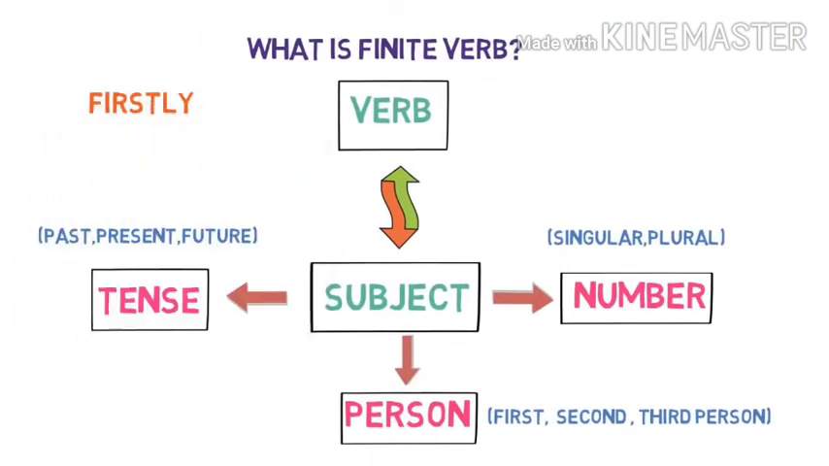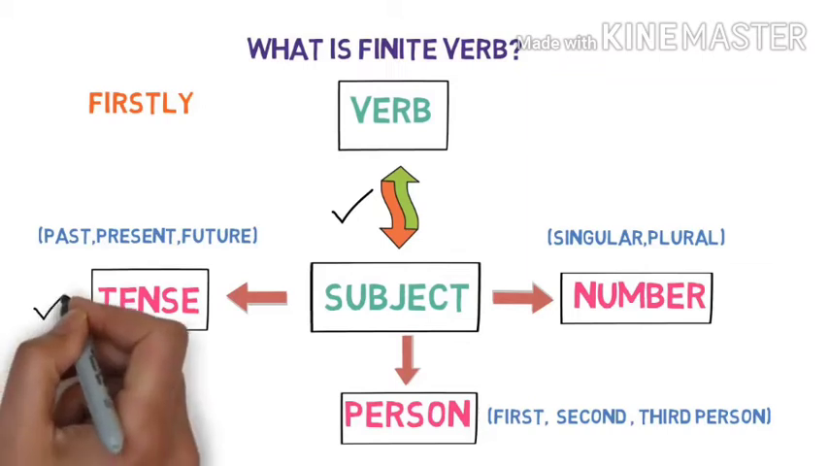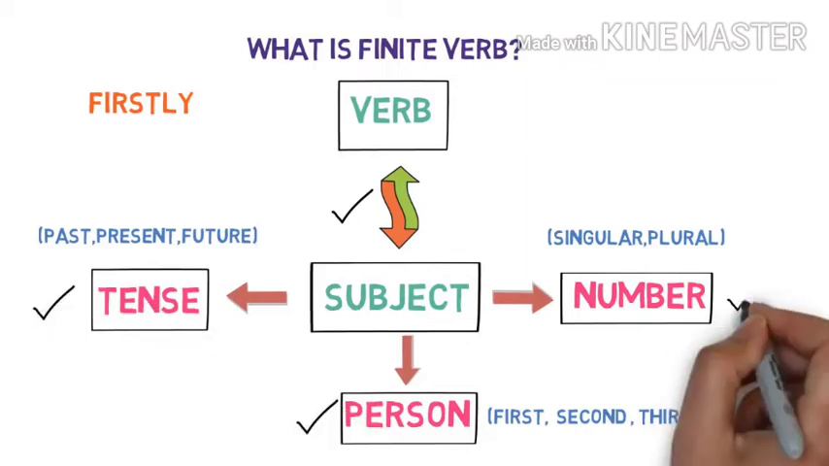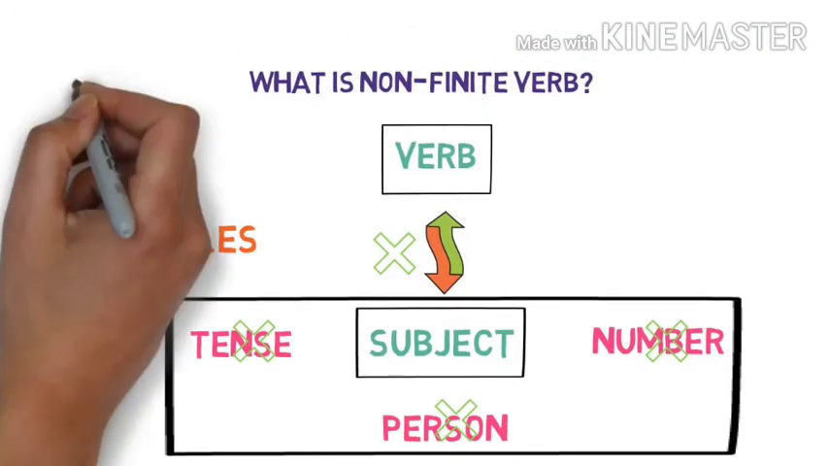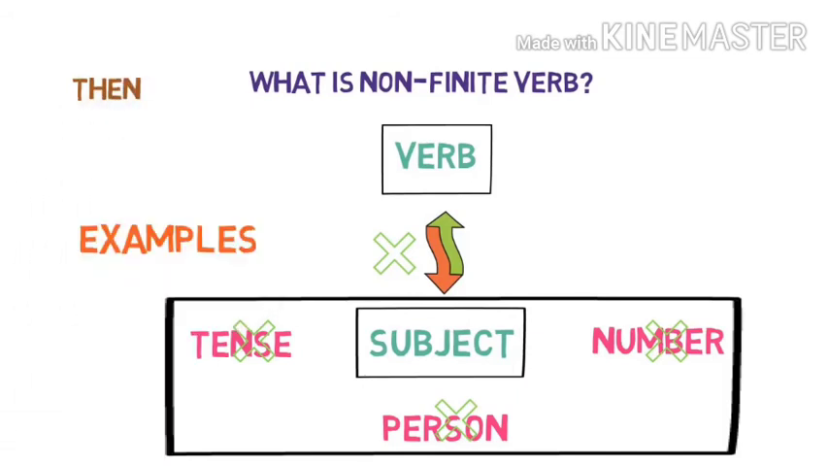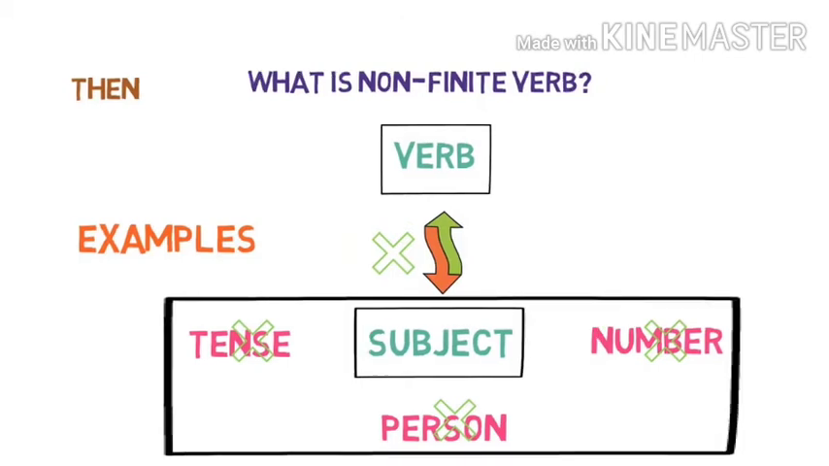We understood what is a finite verb. It is a verb that has an agreement with the subject. It changes as per the tense, person and number of the subject. Then we understood what is a non-finite verb. It is a verb that has no agreement with the subject. It doesn't change as per the tense, person and number.